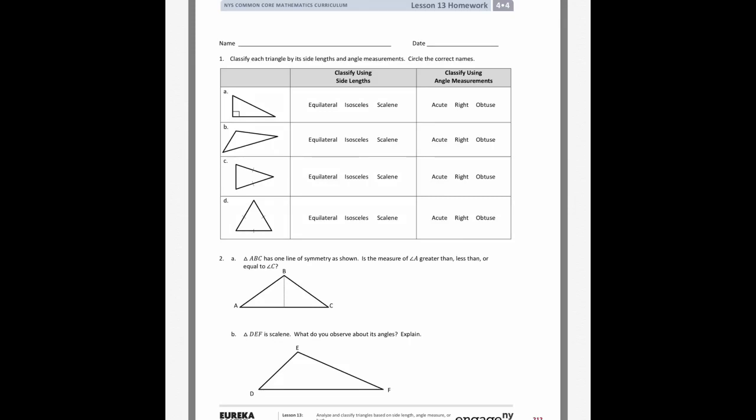Hey guys, we're going to do lesson 13's homework, and we're going to start off here with number 1, where it says classify each triangle by its side lengths and angle measurements. We did this today in class. Remember, each triangle has 2 names. So let's look at this first one.